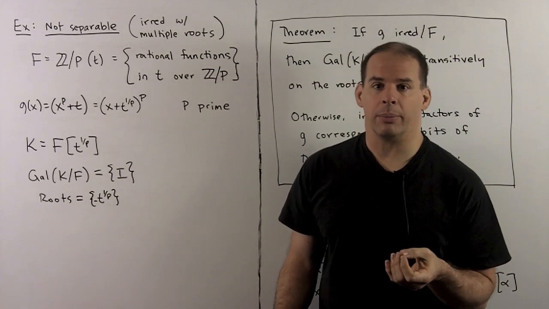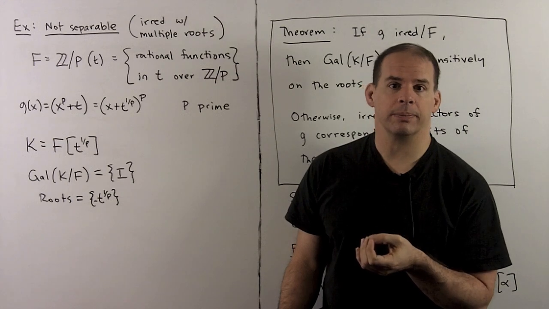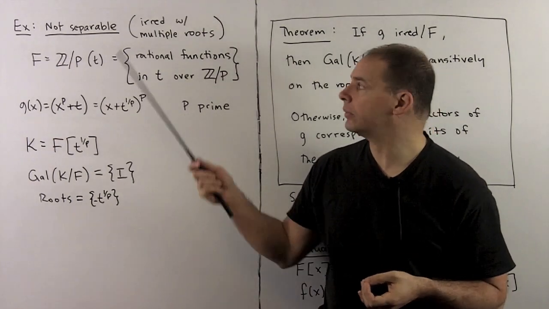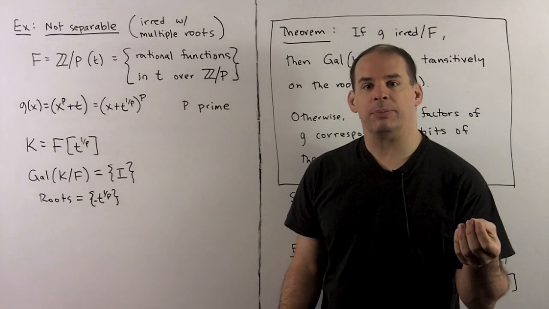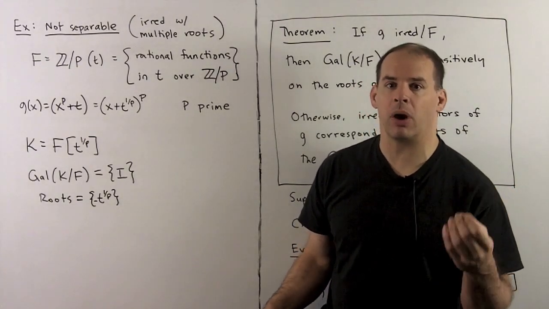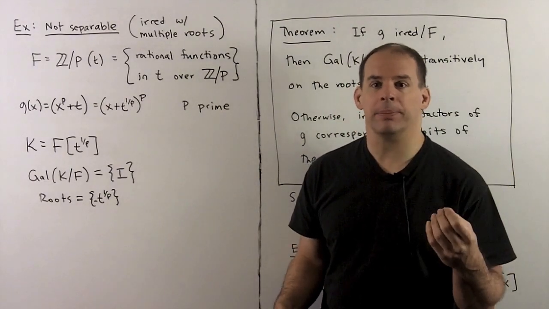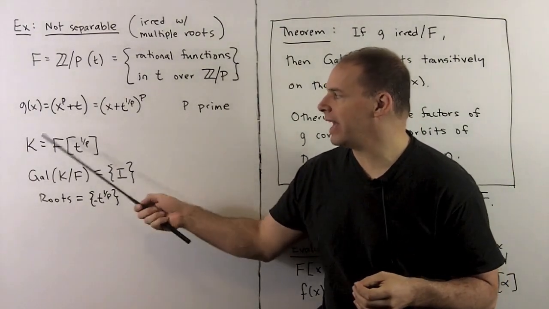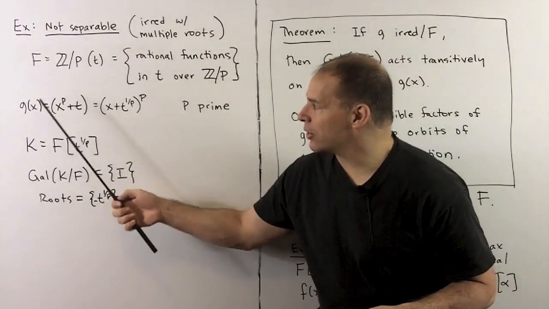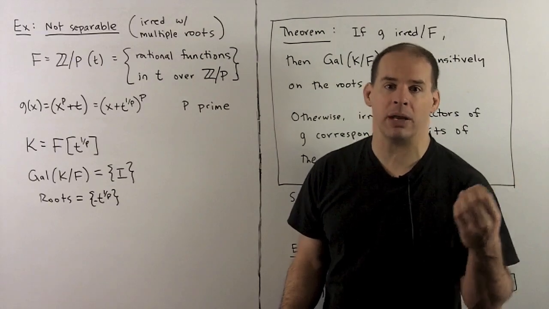Here's a familiar example. What happens when we have an irreducible with multiple roots? That is what happens when the extension is not separable over F. I'll let F be equal to the rational functions in t over Z mod p with p a prime. G is equal to x to the p plus t. If I pick splitting field K equal to F adjoin the pth root of t, then G factors completely as x plus the pth root of t raised to the pth power by the binomial theorem.